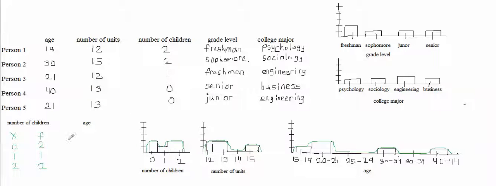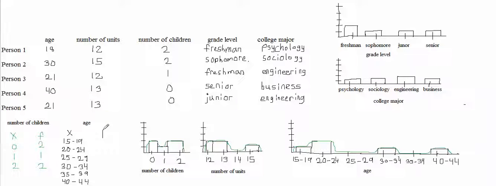In this table, the X column would actually show the intervals, since we were dealing with intervals and not whole numbers. So in the X column, we would start with 15 to 19. Then we would have 20 to 24. And then we would have 25 to 29. I might run out of room. I had barely enough room.